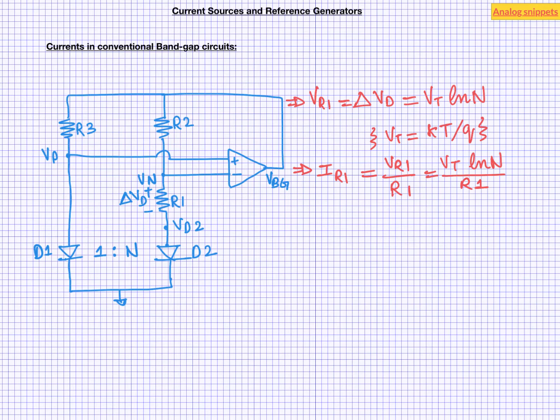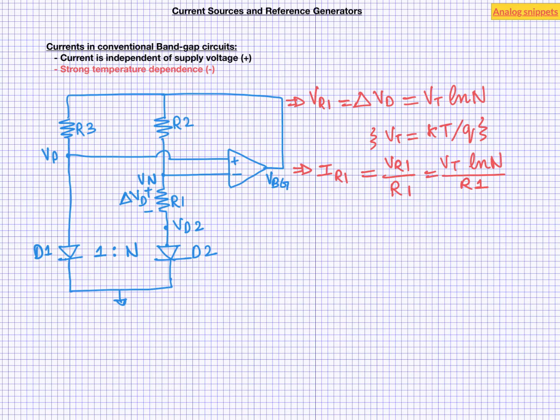So now let's investigate the accuracy of this current. First, the good thing: there is no term containing supply or VDD in this equation. So this current is virtually independent of supplies. But because of the presence of this thermal voltage Vt, this current has a very strong temperature dependence. In fact, we already know that Vt ln N is a PTAT voltage. So for a fixed resistor, this current is also PTAT.